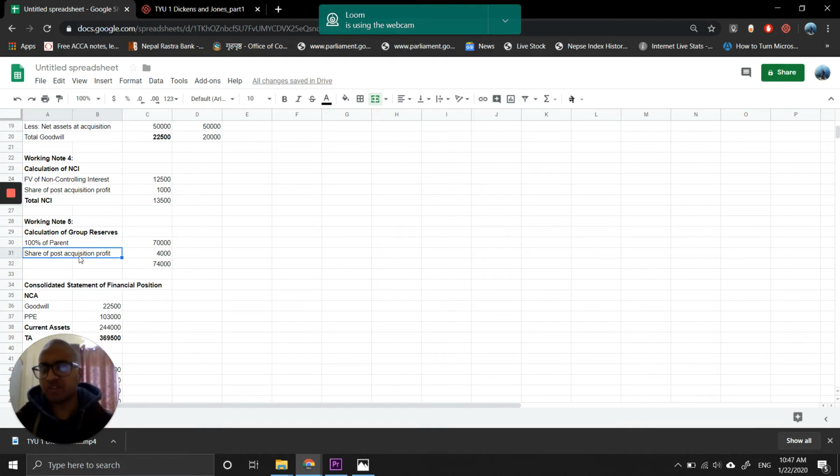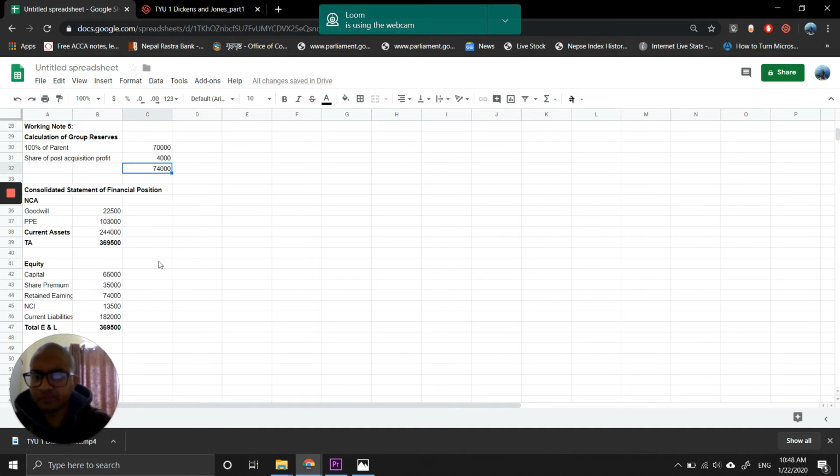So there has been a post-acquisition profit of 5,000. Among the 5,000, 1,000 is given to NCI, which is 20%, and then 80% is ours, which is 4,000. So our total group reserve is 4,000, okay? So this will give us 74,000.